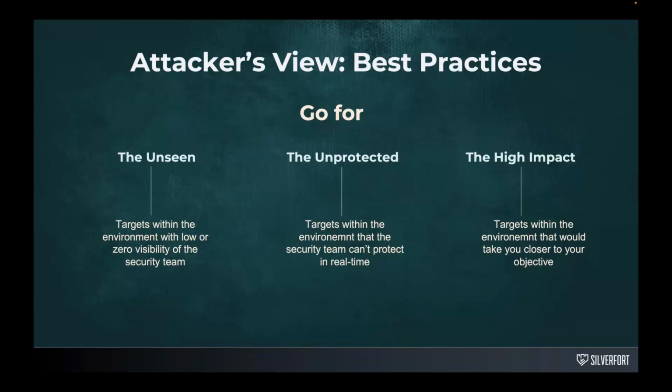When we're thinking about the attacker's view, what's the ideal tactic for me as an attacker? This is from my red team days. I used to phrase it like this: ideally, I want to go for the unseen, the unprotected, and the high impact. I want to find the objects within the environment that I'm attacking that have low or zero visibility. Ideally, I also want these unseen objects to not be subject to any type of protection, and I also want them to have high impact. Now, in hacker's paradise, I have all three of them. In real life, I have to compromise.